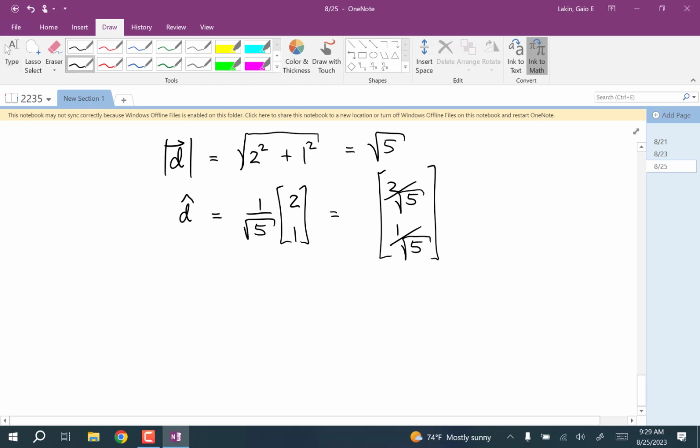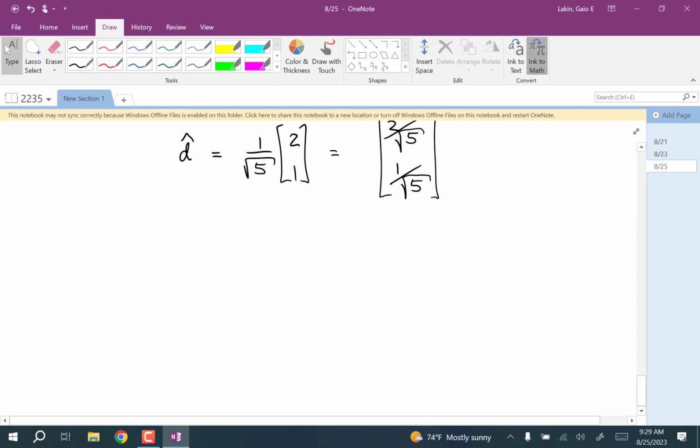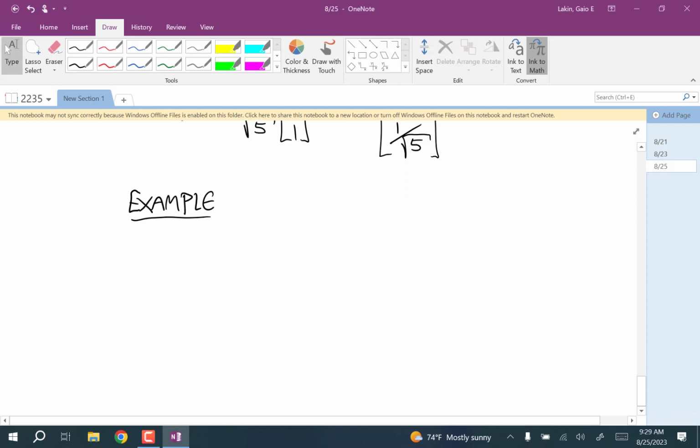I'm going to write down an example, and I want you to just work through this. So let's do one in 3D. So let's say we have a point, we'll call this point (1, 2, -4). And we'll call this point (-3, 4, -7).